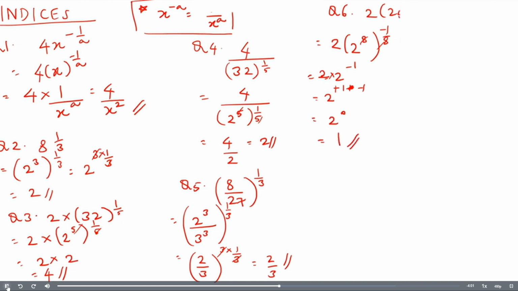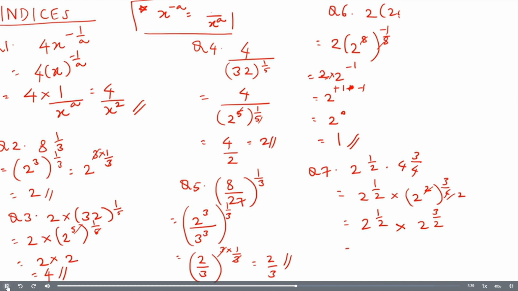Next question. 2 to the power 1 by 2 into 4 to the power 3 by 4 equals 2 to the power 1 by 2 into 2 square to the power 3 by 4. 2 to the power 1 by 2 into 2 to the power 3 by 2. This is equal to 2 to the power 1 by 2 plus 3 by 2, which is 2 to the power 4 by 2, which is 2 square, which is equal to 4.